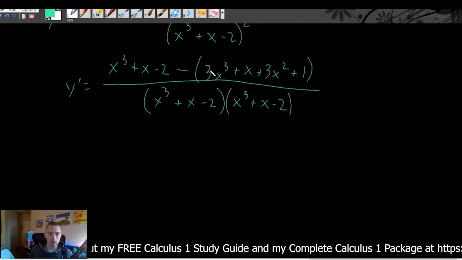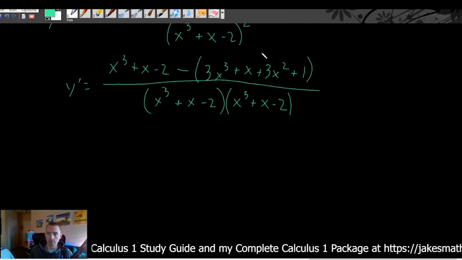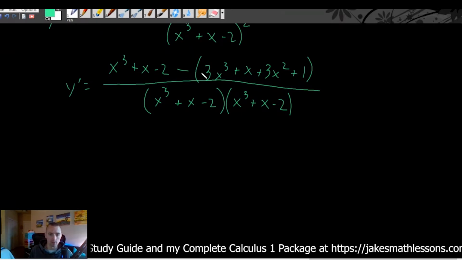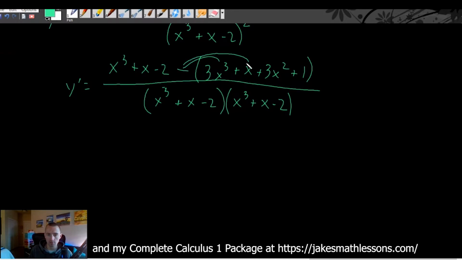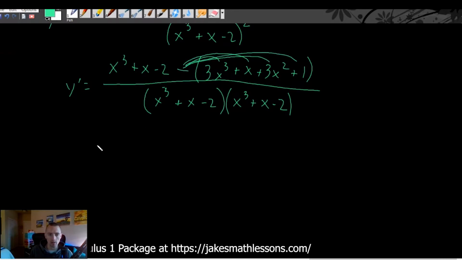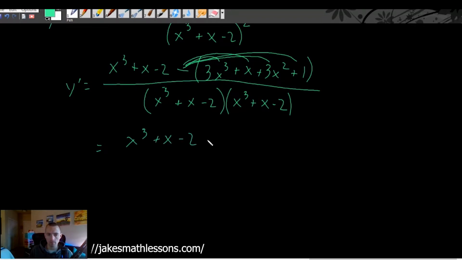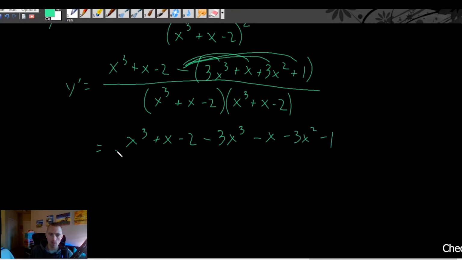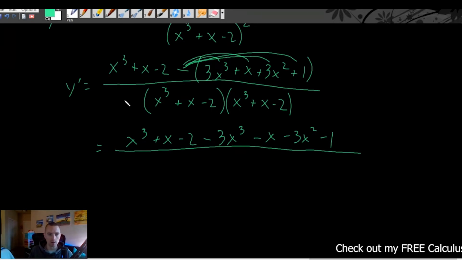We would be able to combine our like terms within these parentheses at this point. In this case, there are no like terms. So we can just go ahead and distribute the negative sign to all 4 of these terms now. So we're going to get x cubed plus x minus 2 from out here, minus 3x cubed, minus x, minus 3x squared, minus 1.